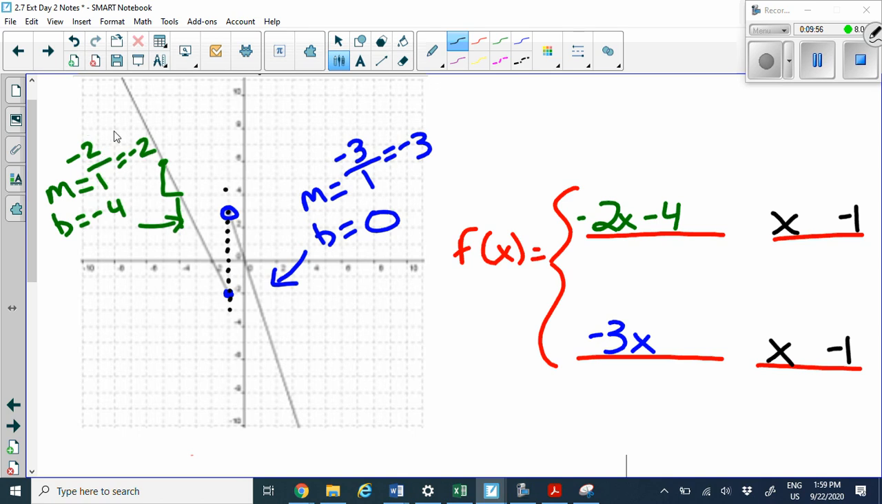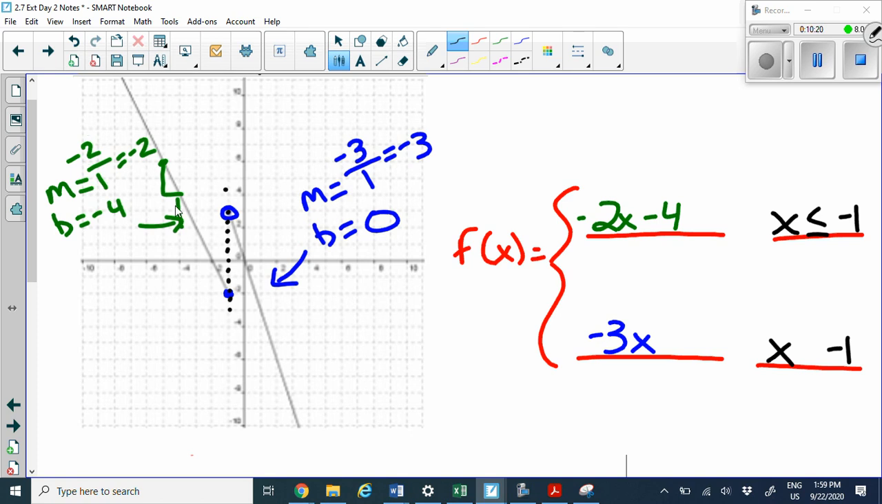Now, for our green, the negative 2x minus 4, we have to see if the x values are getting bigger or smaller than negative 1. Since our line is going to the left, that means it's getting smaller, so I want to have less than. Also notice that I have a closed circle, so here we want an equal bar.